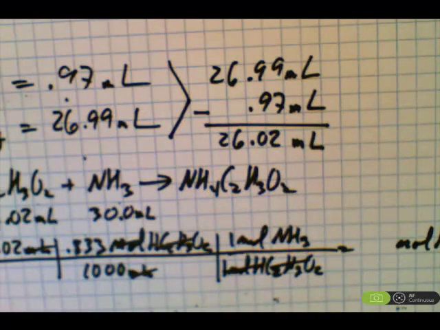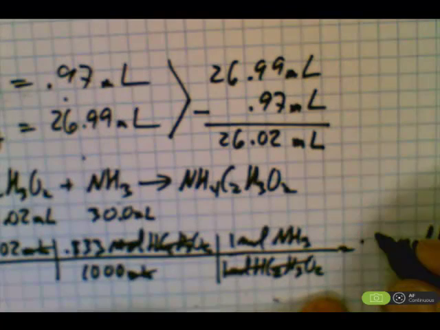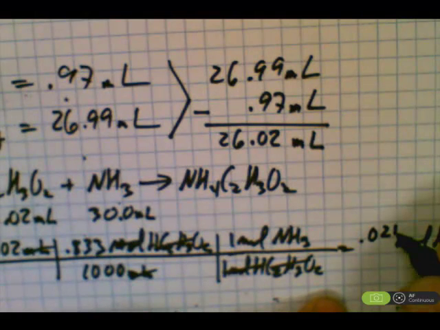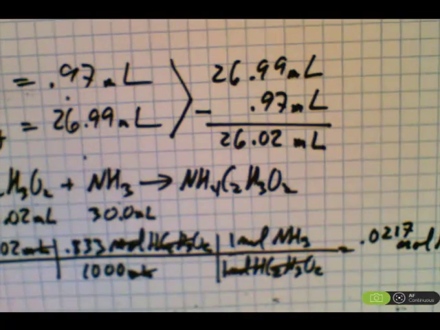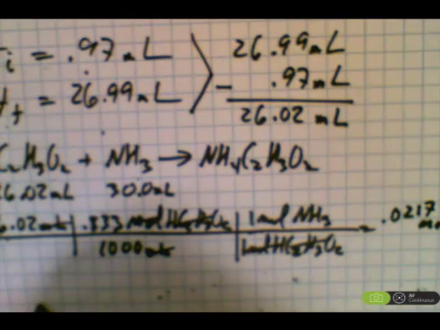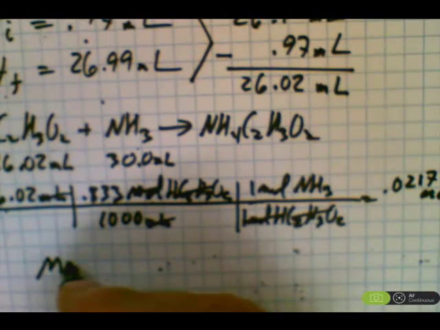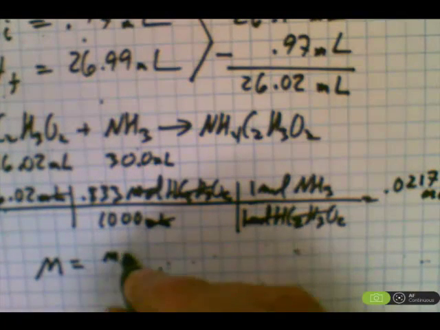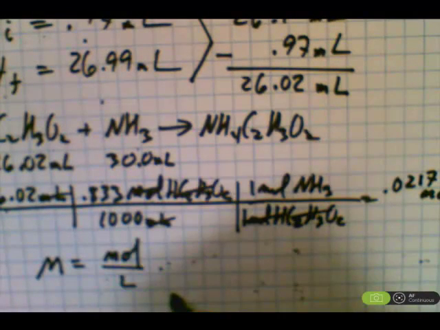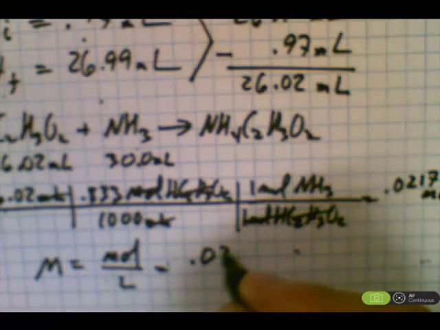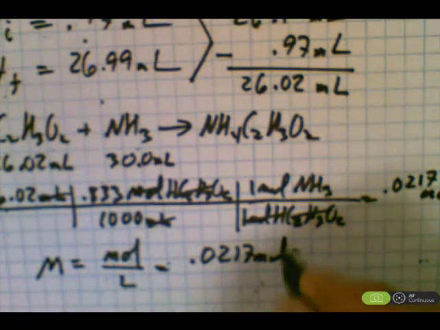When I do my calculation, I find out that I had 0.0217 moles of ammonia in that flask. So what was the concentration of my ammonia in moles per liter? Well, I had 0.0217 moles, I just calculated, in 30 milliliters.